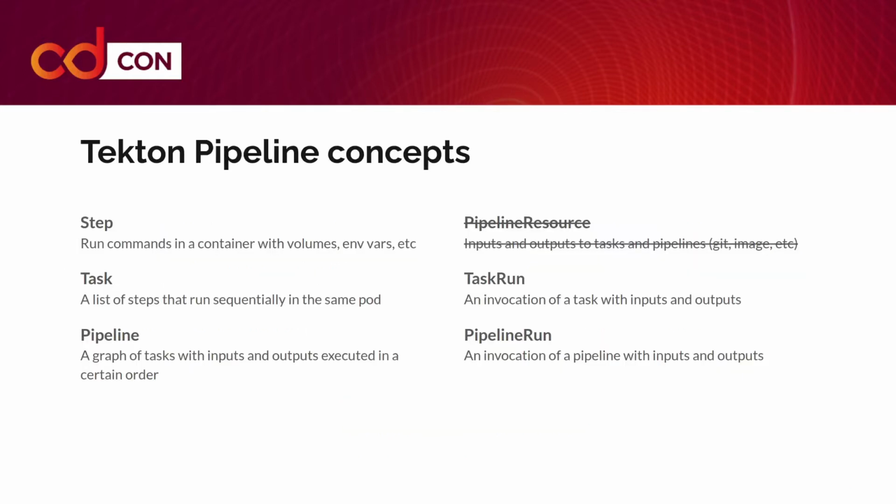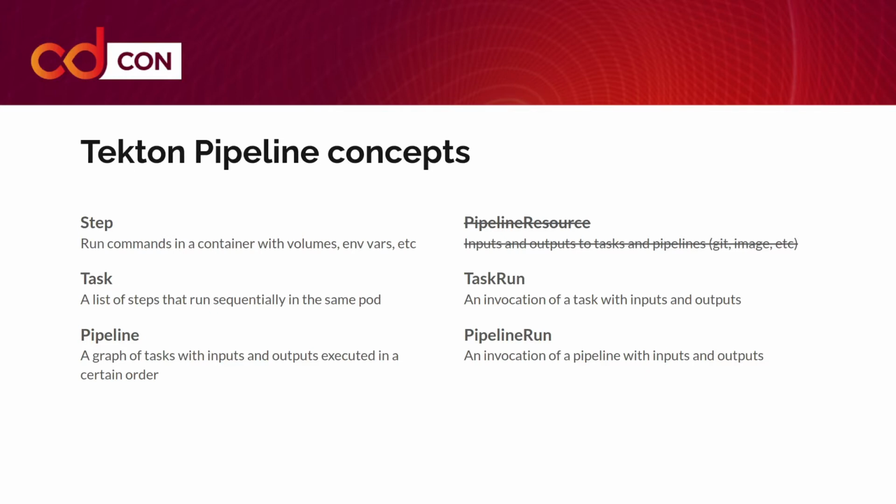So a few concepts. Usually we split the concepts into two categories. On the left, the definition types. On the right, the runtime or execution types. On the left, you have initially the step. What is a step? It's just a command that will run in a container with a set of environment variables, volumes. Anything you can define on a container spec in Kubernetes is something you can define in a step. In addition, you can define scripts. Instead of specifying a command, you will define a script that will be executed as part of your step inside your task.